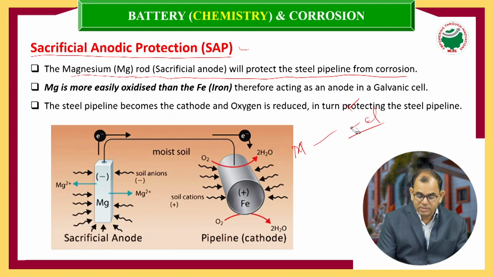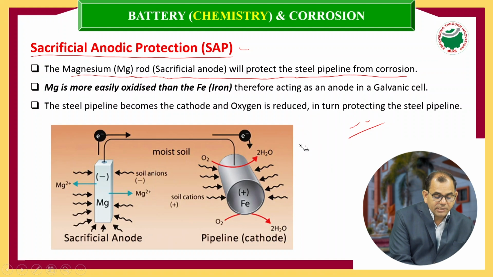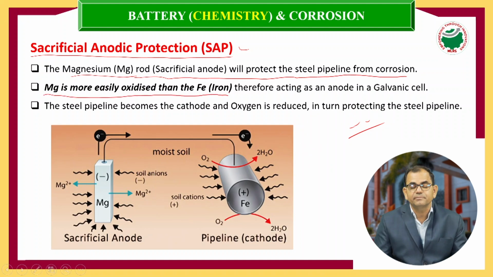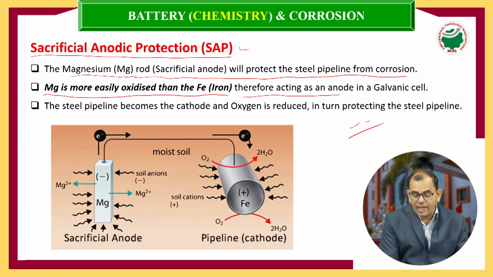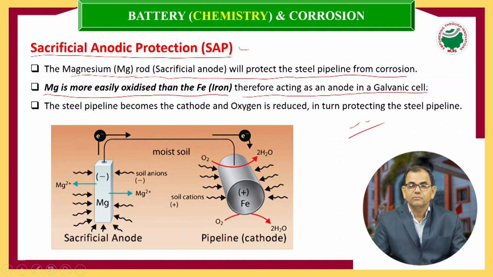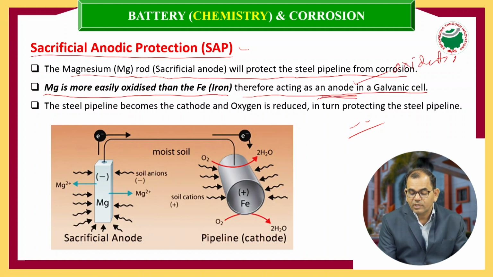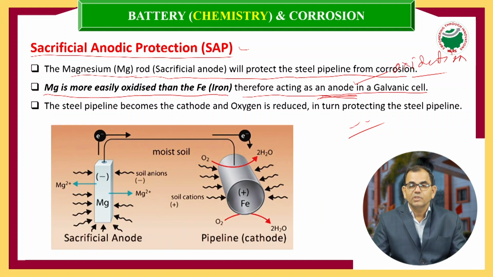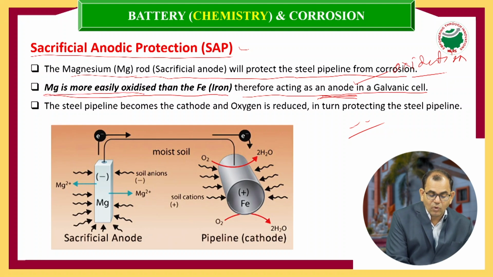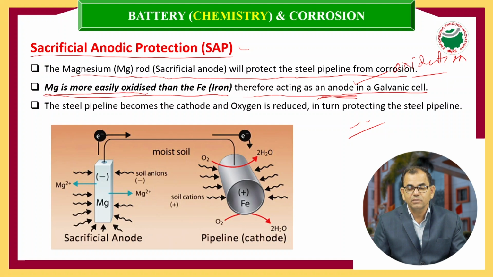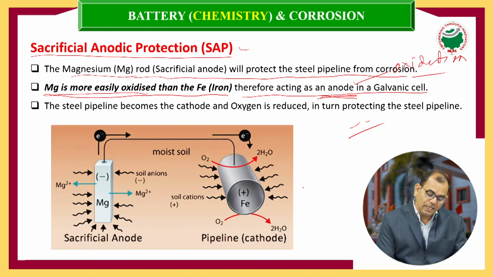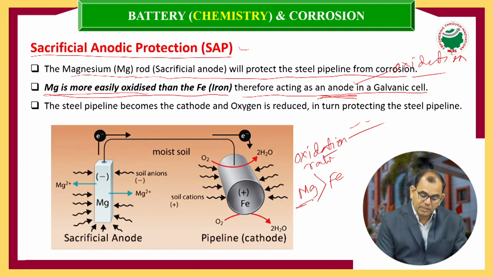Okay. Now what is the statement written here? Magnesium is more easily oxidized than iron, therefore acting as an anode in the galvanic cell. Anode means oxidation. Oxidation means more corrosion. So here magnesium is more easily oxidized, that means a higher corrosion rate than iron. Oxidation rate, magnesium is greater than iron.